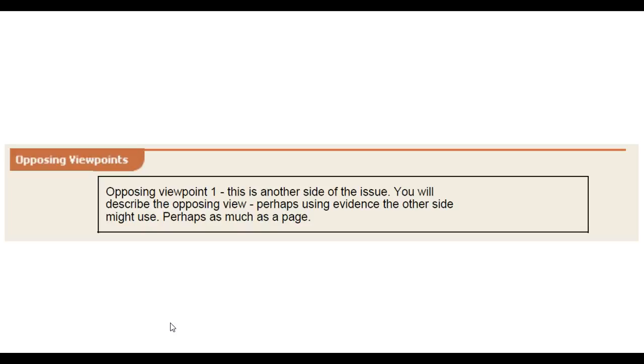The next thing you do is recognize the opposing viewpoints. It's the other side of the issue, the counterpoint. You'll describe it as you would describe your own point, and even use any evidence that the other side might use. So you might be citing something that is the opposite viewpoint of what you have. Each of these might be as much as a page.